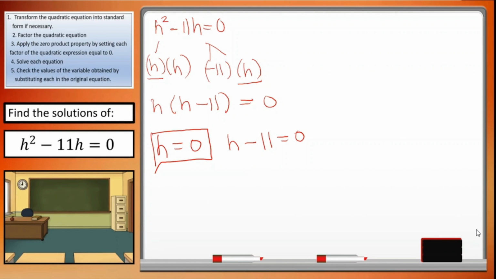solution. So we're going to look for the other root. We have h minus 11 is equal to 0. We will apply the addition property of equality. So we'll add 11 to both sides of the equation. Bring down h, negative 11 plus 11, that is 0, is equal to 0 plus 11, that is 11. So these are now the roots or solutions of h squared minus 11h is equal to 0.